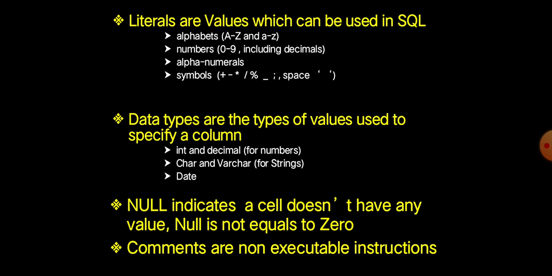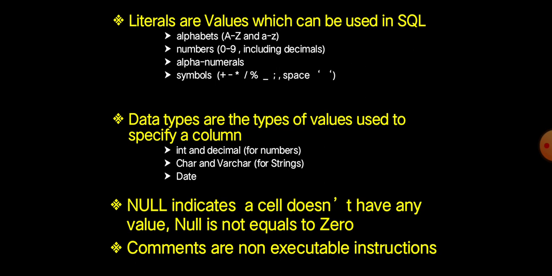What are data types? It specifies the types of the values used in a specific column. It may be int or decimal for numbers. It may be char or varchar for strings, and date for date type values.